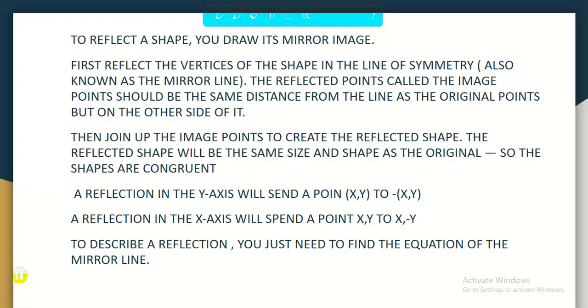A reflection in the y-axis will send a point (x, y) to (-x, y). A reflection in the x-axis will send a point (x, y) to (x, -y). To describe a reflection, you just need to find the equation of the mirror line.